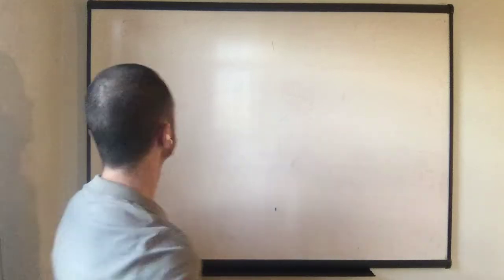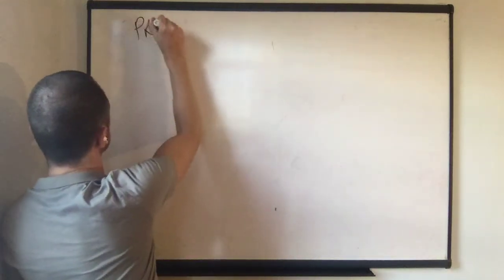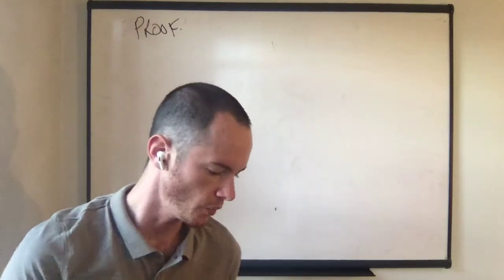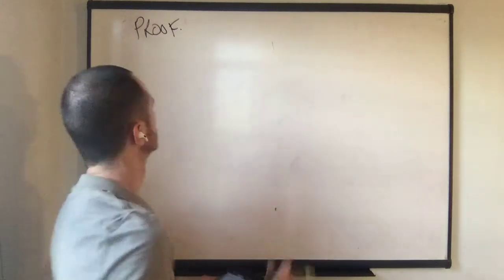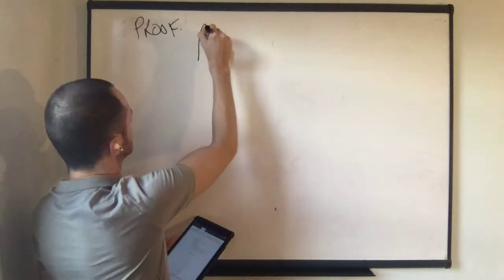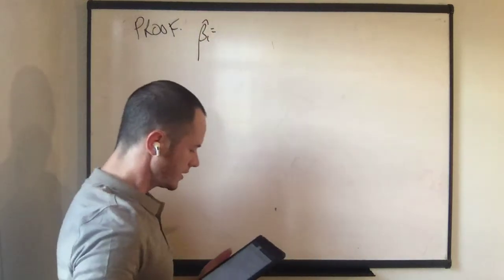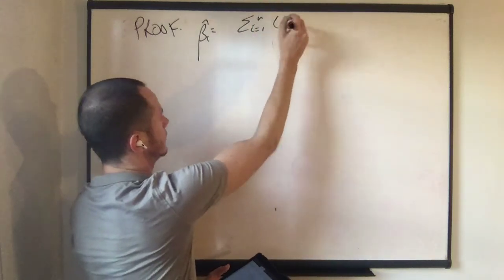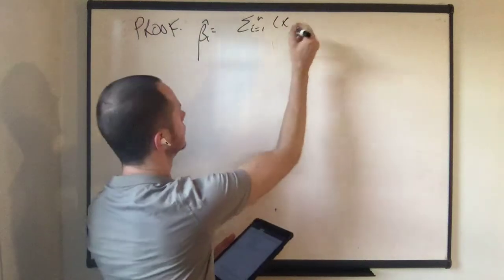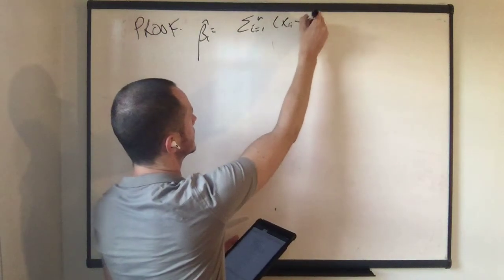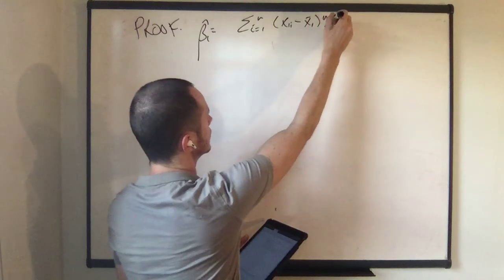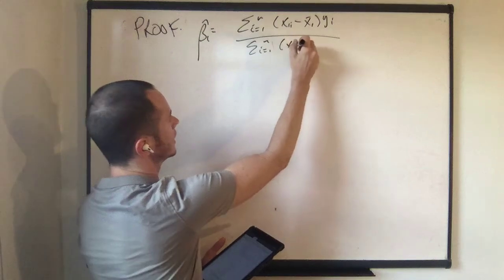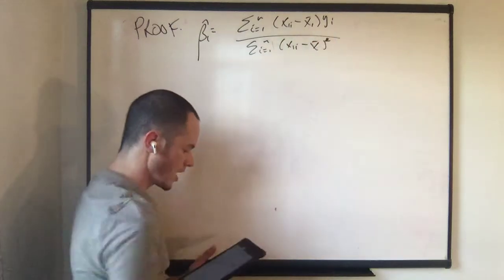Good. So, proof. How do we prove this? Well, we're going to begin with an expression for beta 1 hat. Beta 1 hat is equal to sum from i equals 1 to n (x1i minus x1 bar) yi all over the sum from i equals 1 to n (x1i minus x1 bar) squared.